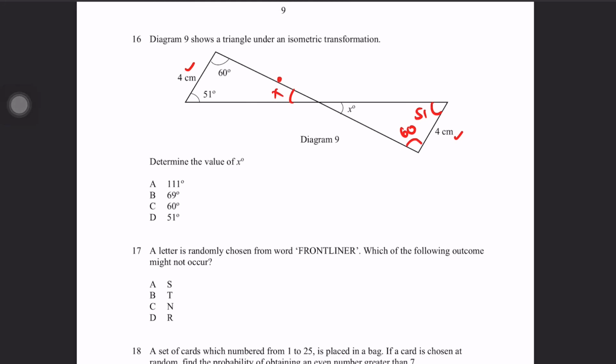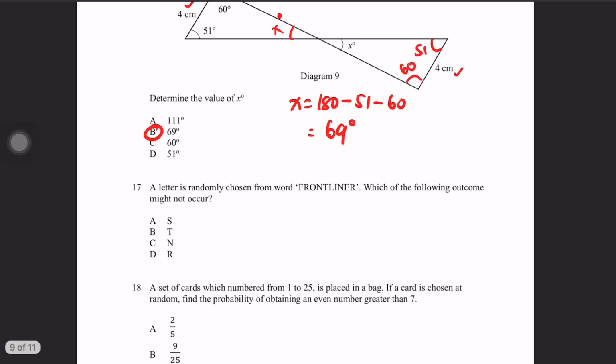So samalah. Okay, so we know that in a triangle, total of degree berapa? 180 kan. So kita tahu X is equals to 180 minus 51 minus 60. So our answer is 69. Okay.